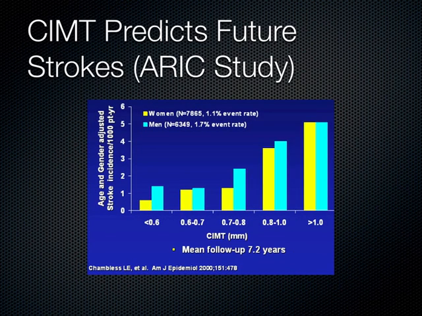The same thing is true for strokes, actually. So when you measure that carotid intimal medial thickness, your odds of having a stroke on this y-axis here go up as your carotid intimal medial thickness gets larger and larger. The odds of having a stroke actually go up as well.